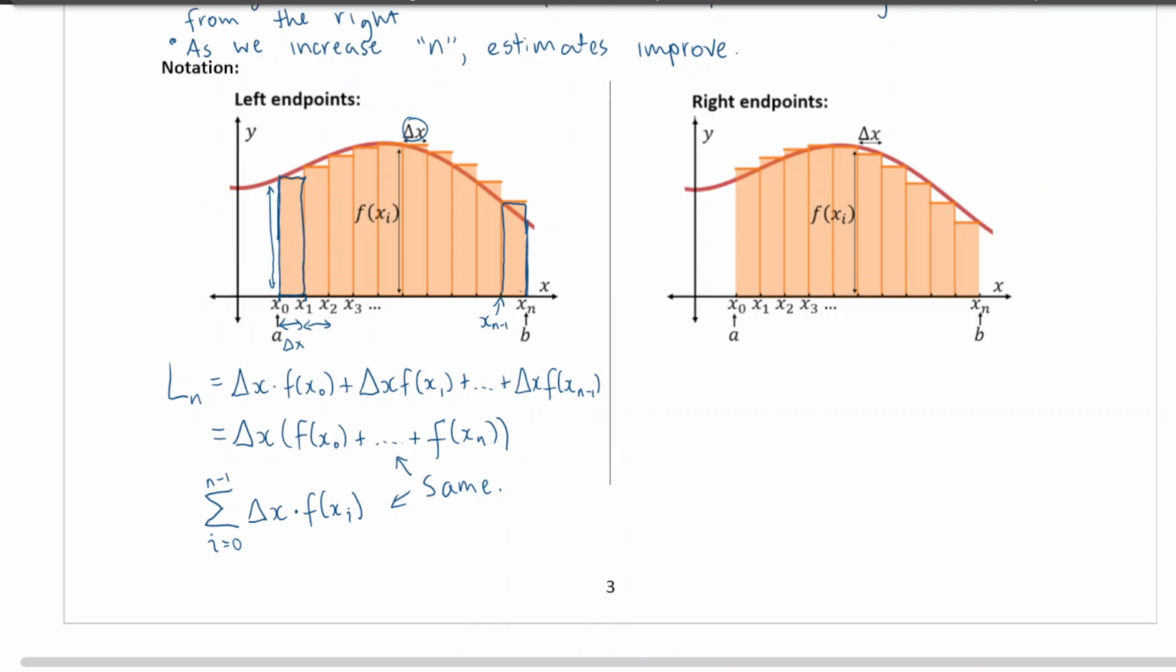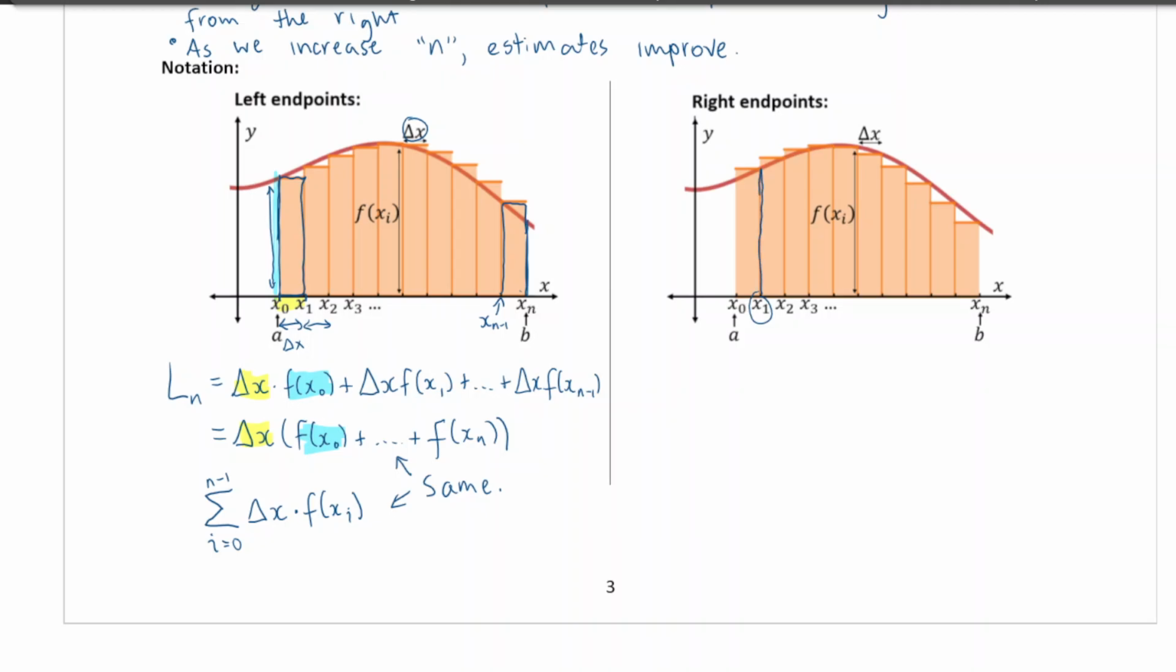Okay, so what we're doing is width times height, right, for every single one of those rectangles there. Okay, for the right endpoints, it's the exact same thing, except the x values that we use are shifted over, right? So instead of starting with x0, we're going to start with x1. So notice my first rectangle here is created by the height from the point on the right side. That's why it's called the right estimate. So we call this estimate Rn.